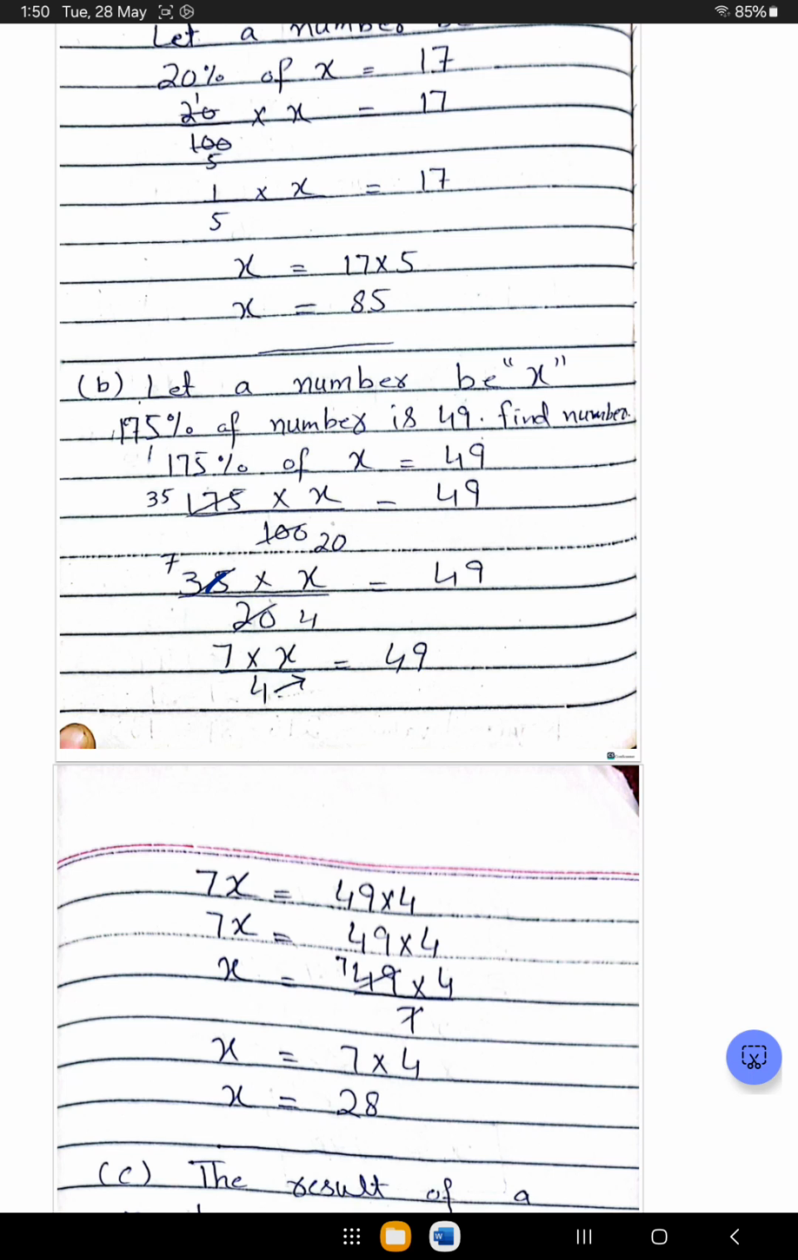7x equals 49 times 4. Here 7 is multiplied by x. When it converts to the other side, the multiplication changes into division. 49 times 4 over 7, x is equal to 7 times 4, which is equal to 28.